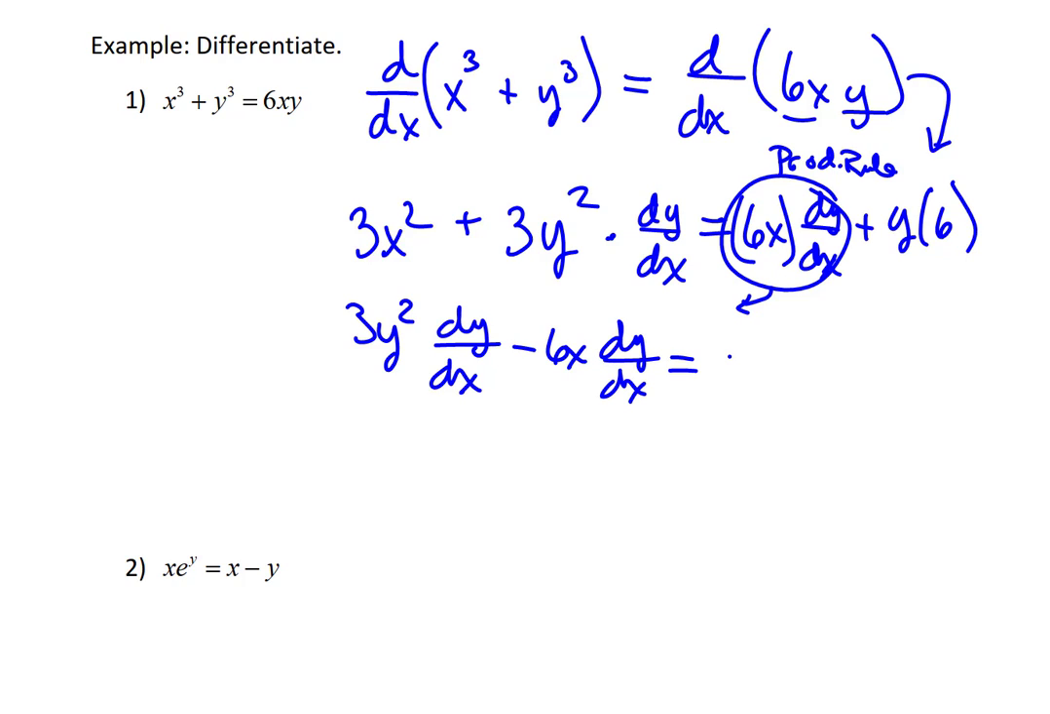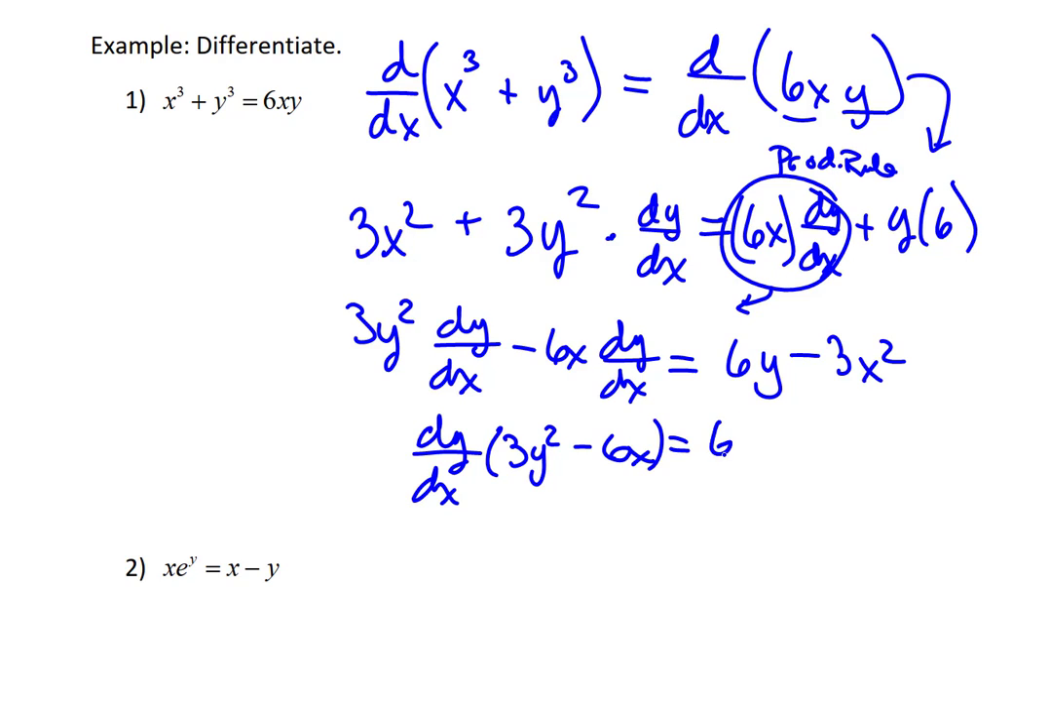And then anything else I had, I want on the right side. So I already had this 6y over there, but now I'd be subtracting this 3x squared from the original left side, which did not have a dy dx term. Okay, so now we've isolated things where the dy dx is on the left side, everything else is on the right side. At this point, you just want to factor out the dy dx on the left side, which will leave us with a 3y squared minus 6x. That's equal to 6y minus 3x squared on the right side.